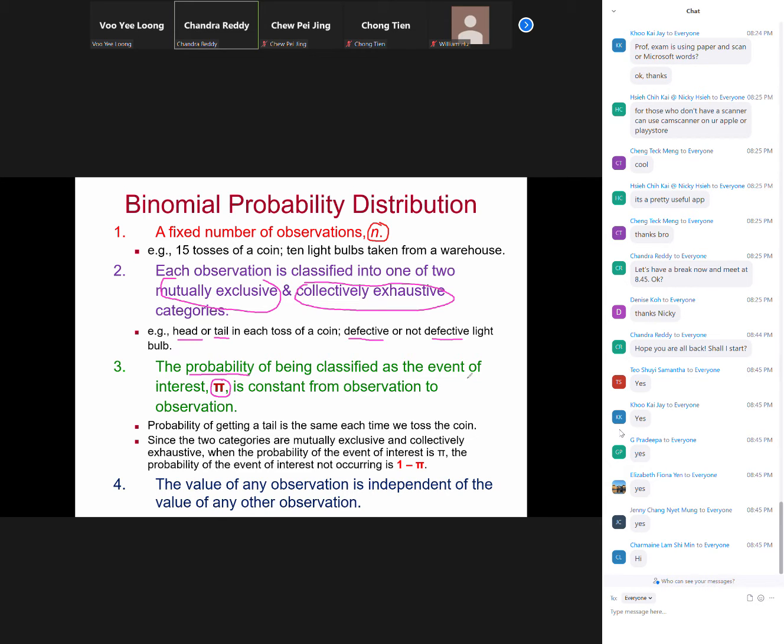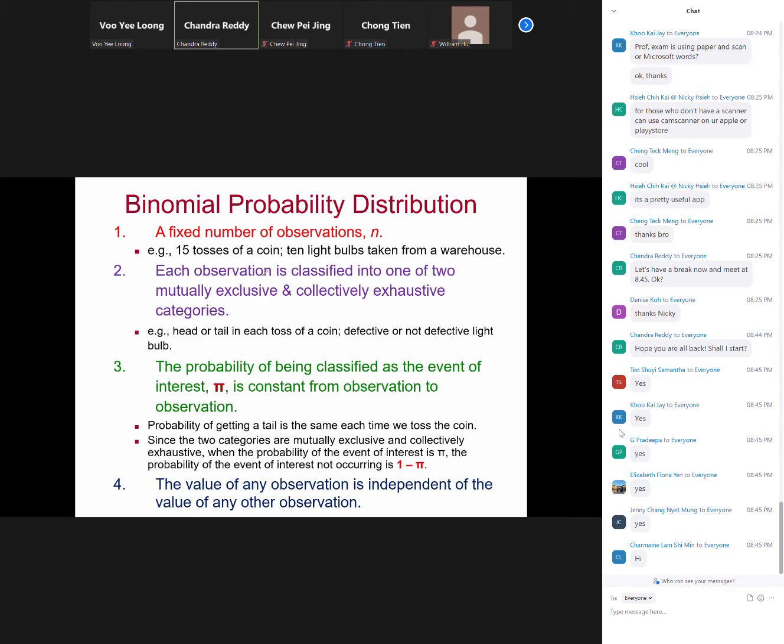So the probability of an event, pi, is constant from observation to observation. That means for all the observations, the probability of the event must be constant. So under these three conditions, the last one is that the value of any observation is independent of the value of any other observation. So all observations must be independent from each other. Under these four conditions, we can apply the binomial distribution, a probability distribution.